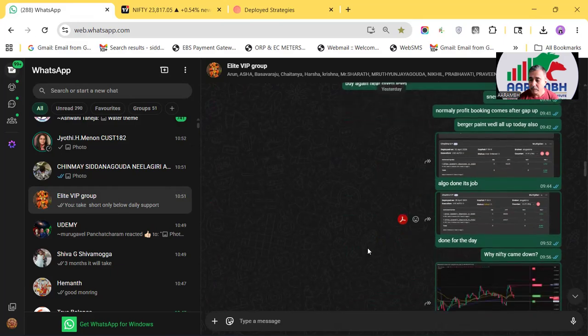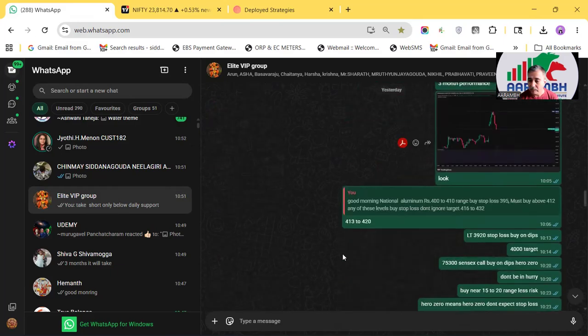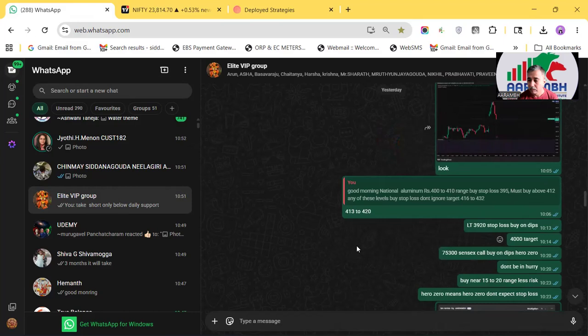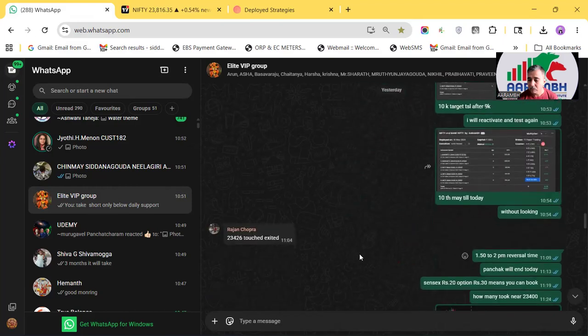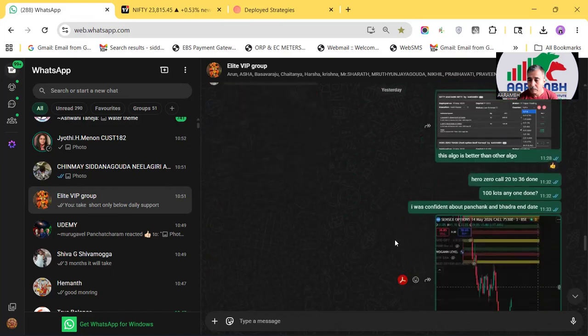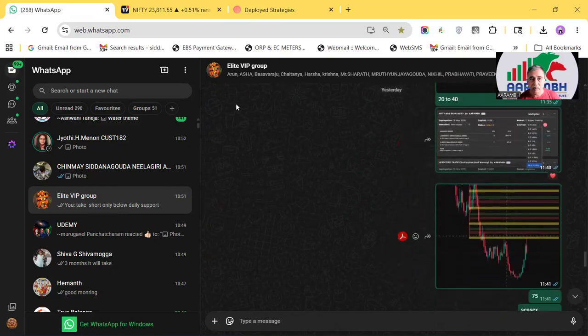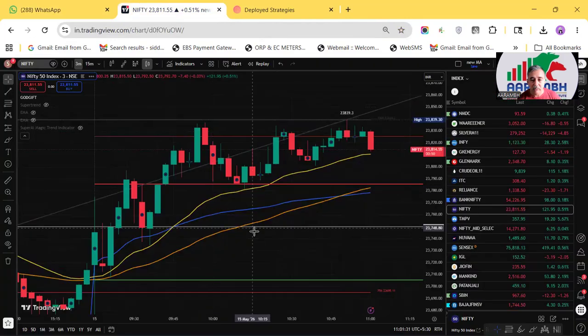Understand? Now I will show you the beauty, why I was so confident on this. I was confident about the Panchak and Bhadra end date. Panchak was ending on Thursday. As soon as Panchak ends, if you follow the technicals and the levels, definitely you are going to be a superhero. So what happened here?